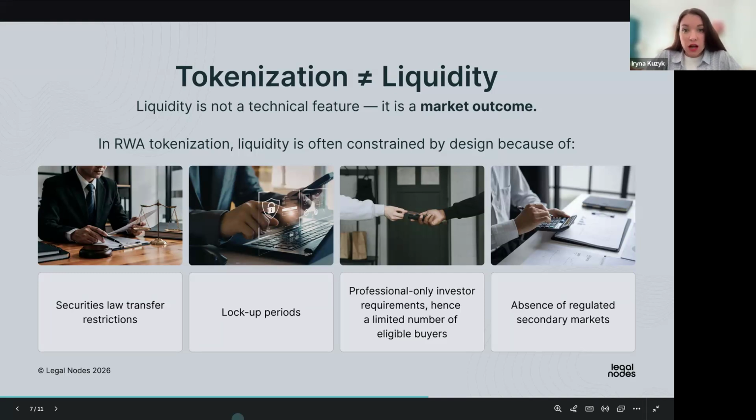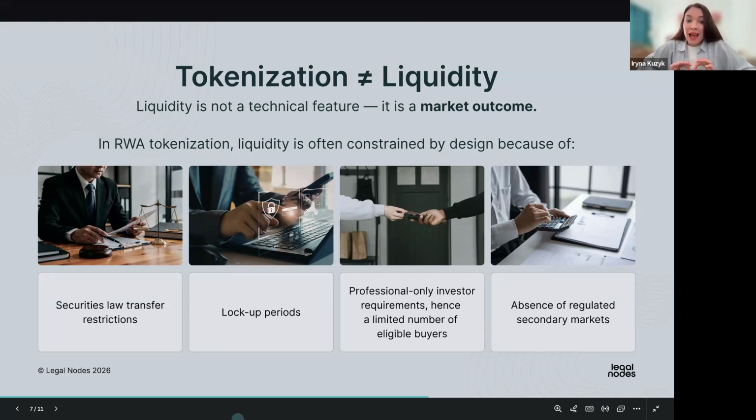Securities law transfer restrictions are there in most countries. Certain lockup periods could be embedded into the token and attached legal documentation. Most of the projects start with professional-only investors as a target audience, again because of the legal complexities and the regulatory frameworks that make it too complex and expensive for startup issuers to actually go retail. And because of this retail exclusion, a professional-only target investor profile means a limited number of eligible buyers.